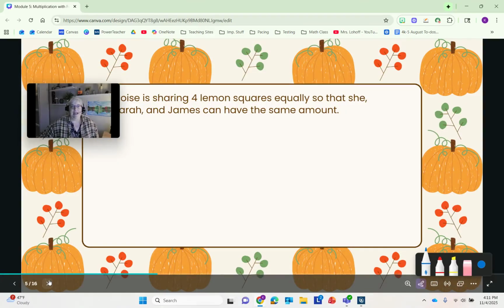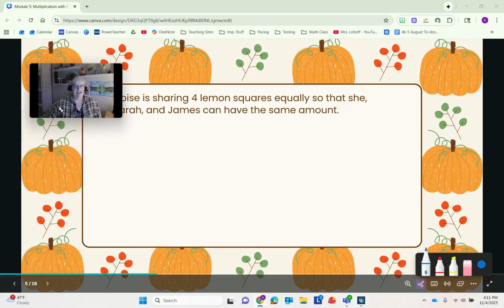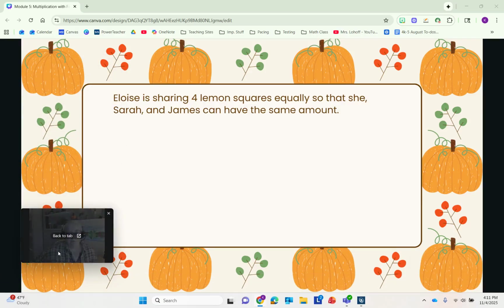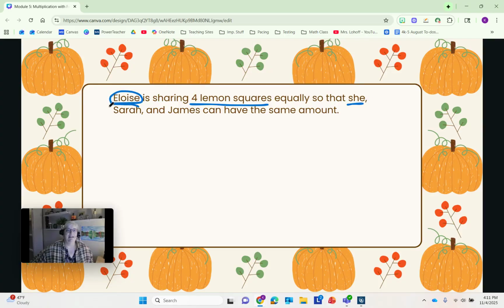All right, now let's look at the point of this lesson, which is to draw visual models to represent fraction problems. So here's the problem. Eloise is sharing 4 lemon squares equally so that she, Sarah, and James can have the same amount. So if I were to draw that out, the important information is I have 4 lemon squares, and we are sharing it with Eloise, which her name is right here. Eloise is one person. Sarah is a second person. James is a third person.